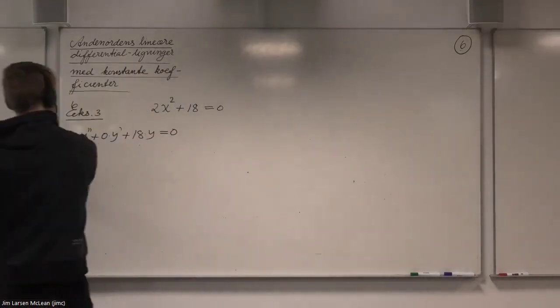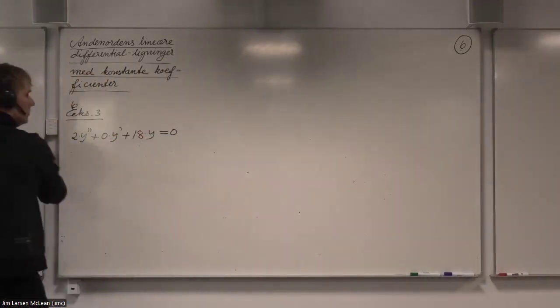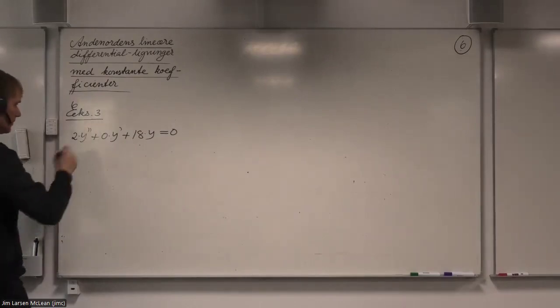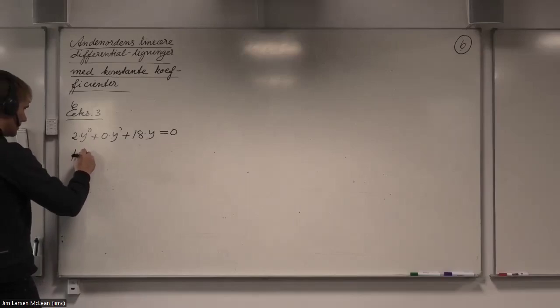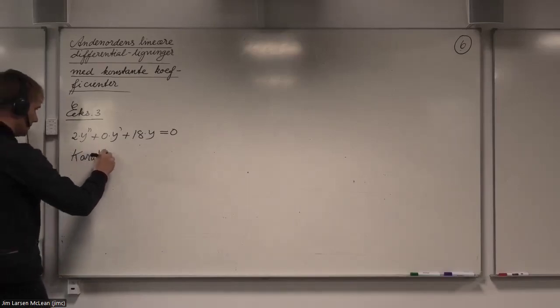So now we erase what we used as inspiration for the task, and then we begin. What does the characteristic equation look like? That's always the first thing you need to do. You need to find the characteristic equation.